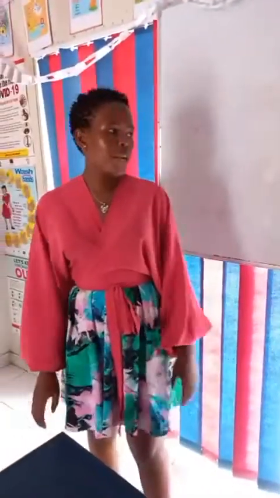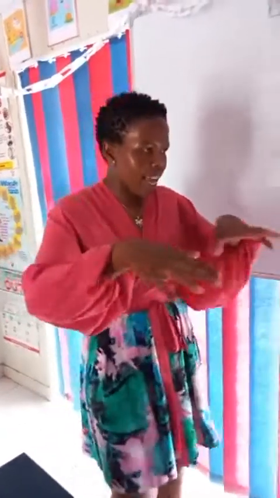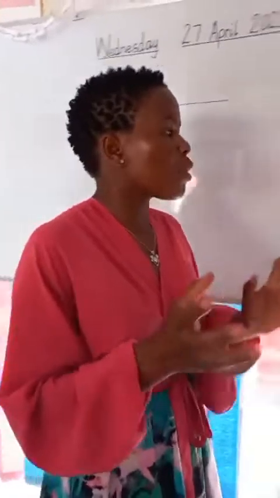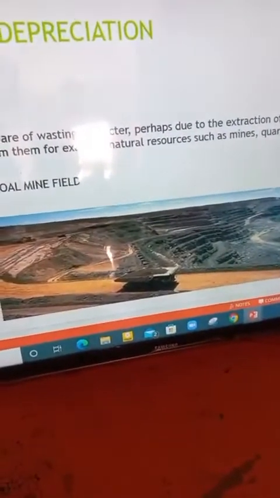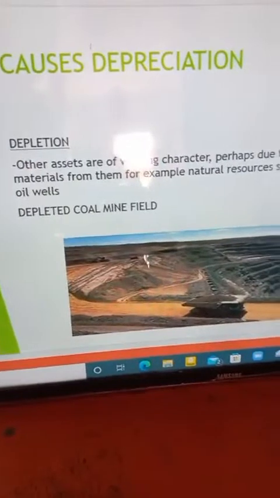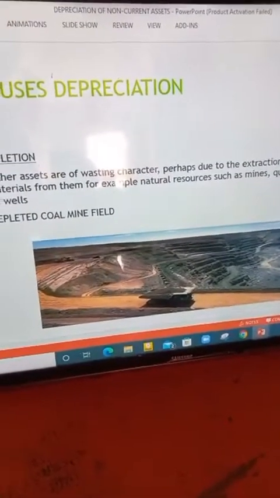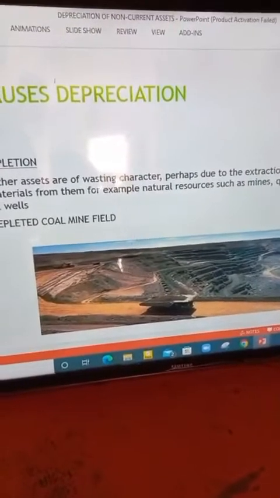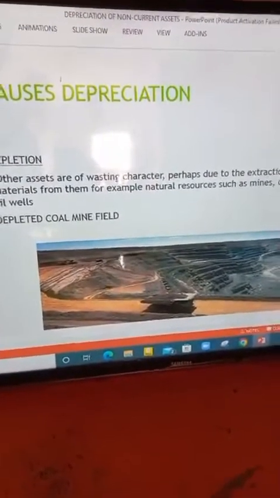So on that picture we have a depleted coal mine field. You see the holes there. It's like the land can't be used for anything else. So we say that land is depleted, and depletion is another cause of depreciation. Yes, if you visit mines one day, you will see heaps of soil and some holes in that land. There's nothing else that can be used for that land, and we say that land is depleted. Are we together? Yes. So basically, those are the causes of depreciation.